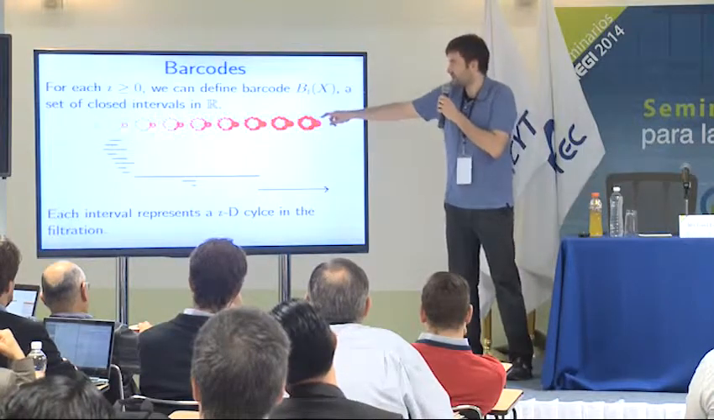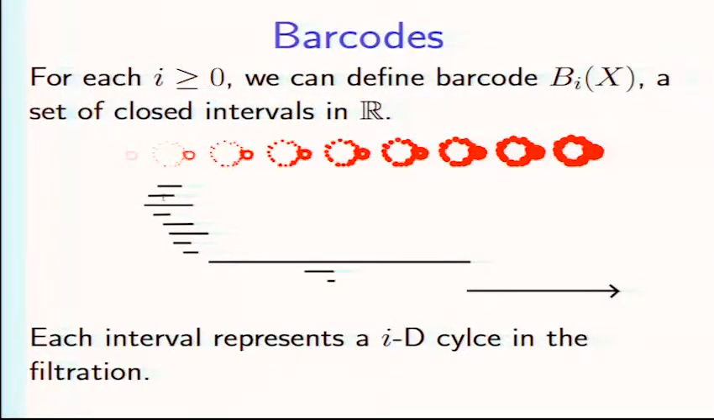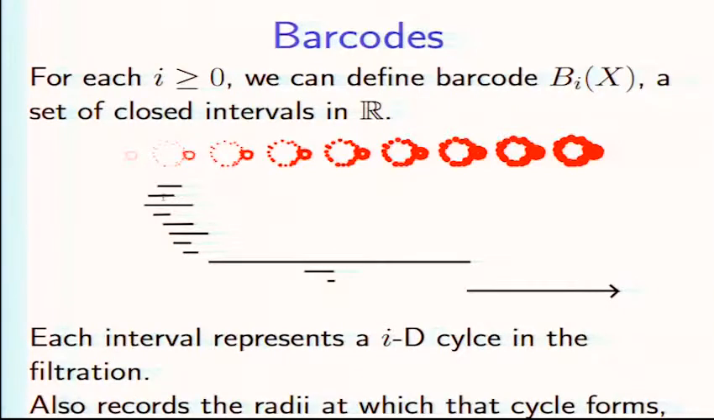So the first barcode will look like this for this data. And so again, when that hole closes up, this interval appears, and it dies when that hole forms, that interval appears and closes when the hole closes up. Similarly for this. So we see that each interval represents an i-dimensional cycle in the filtration, and each interval, via its left and right endpoints, is also recording the radii at which a cycle forms and closes up. Okay? So that's the interpretation of these.